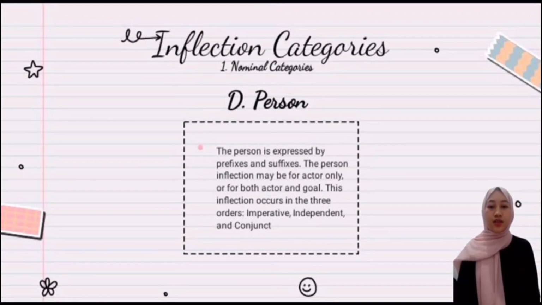D. Person. The person is preceded by prefixes and suffixes. The person inflection may be for actor only or for both actor and goal. This inflection occurs in the three orders: inflection, independent, and conjunct.